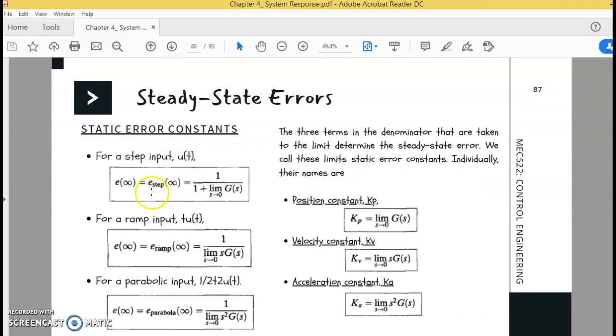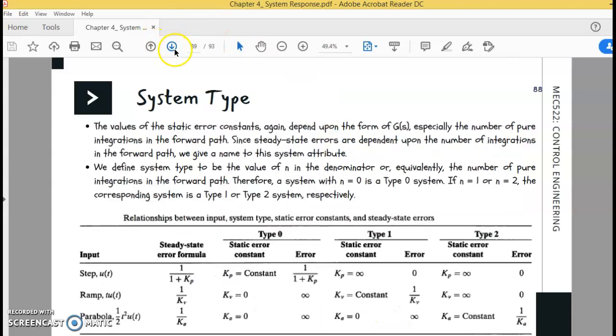Okay, so next, this one is a summary. Okay, you can see apa yang saya cakap tadi. Okay, so this one for step input, u(t). In this one, everything in term of time domain. Okay, t u(t) for the ramp, 1 over 2 t square u(t) for the parabolic. Okay, and then this one for position, constant KP, KV, and then the last one is KA. Okay. And then from here you can see the summary for the system type.